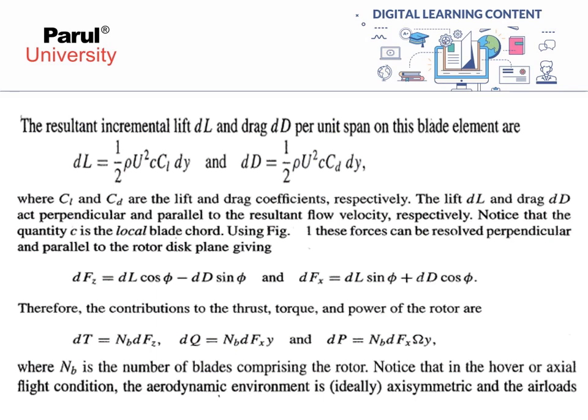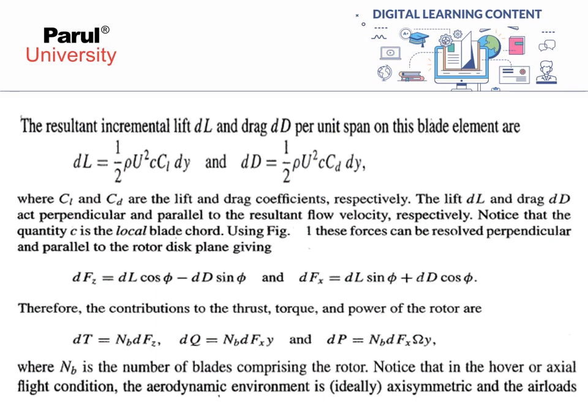Using figure 1, these forces can be resolved perpendicular and parallel to the rotor disc plane, giving dFz equal to dL cos phi minus dD sin phi, and dFx equal to dL sin phi plus dD cos phi. Therefore, the contributions to the thrust, torque and power of the rotor are dT equal to Nb dFz, dQ equal to Nb dFx into y, and dP equal to Nb dFx into omega into y, where Nb is the number of blades comprising the rotor.